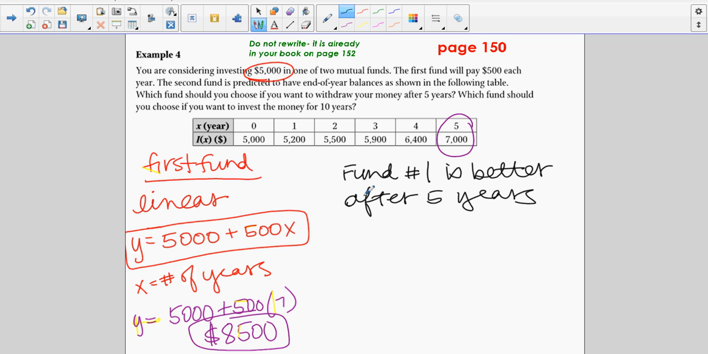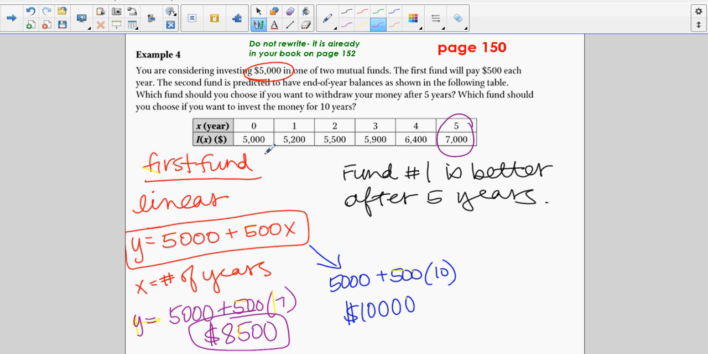Now for the next question, it says, which fund should you choose if you want to invest the money for 10 years? Well, that's pretty easy over here because we were able to write an equation. So after 10 years, we could just do 5,000 plus 500 times 10. So that's pretty straightforward. And you're going to end up with a total of $10,000 after 10 years for the first fund. Now, if we go back to this fund, it doesn't go to 10 years, it just stops at 5. So we need to do some investigating here.